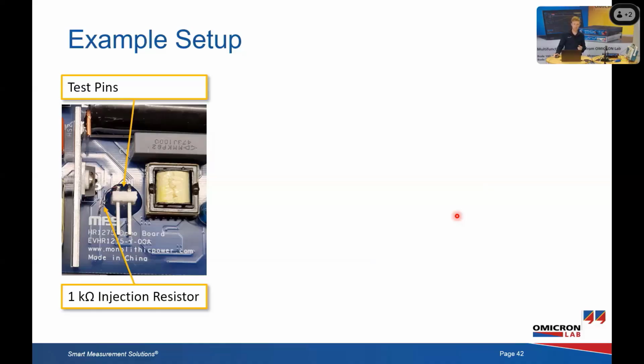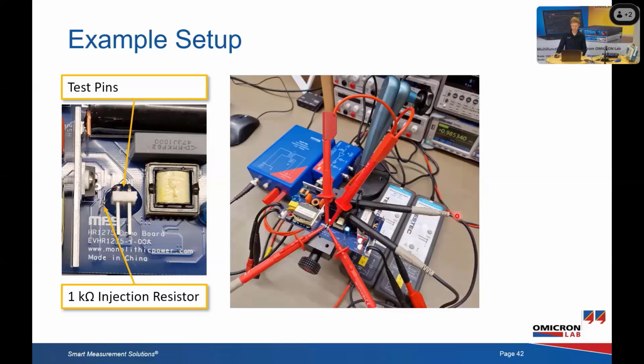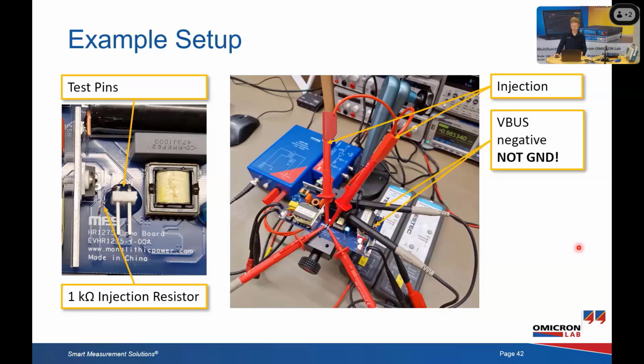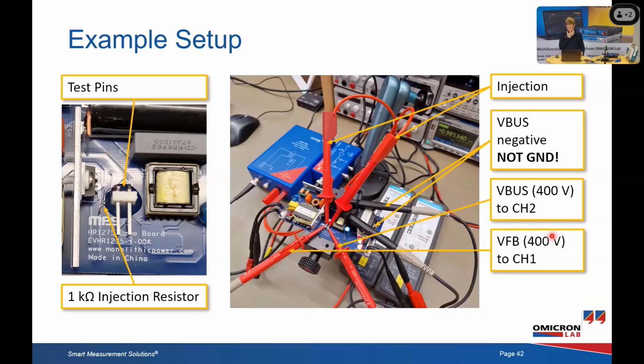So here are the test pins. I soldered a 1 kilohm injection resistor in the feedback trace, and I glued on some test pins to make probe connection easier. In the end it looks something like that. We have the injection points here, and then we have the negative, which is not ground by the way, because it's after the full bridge rectifier. Then we have the V-bus voltage that goes to the probes, channel 2 and channel 1.